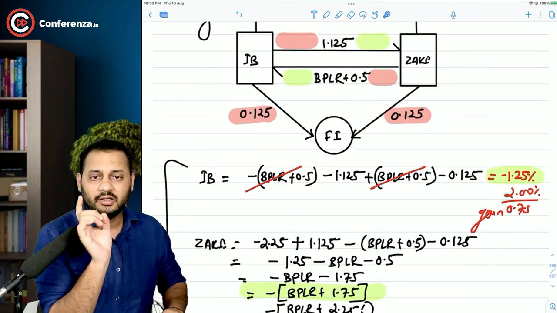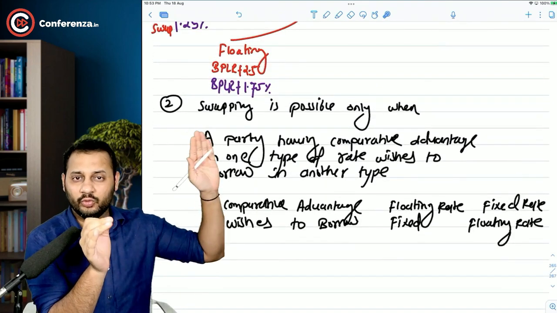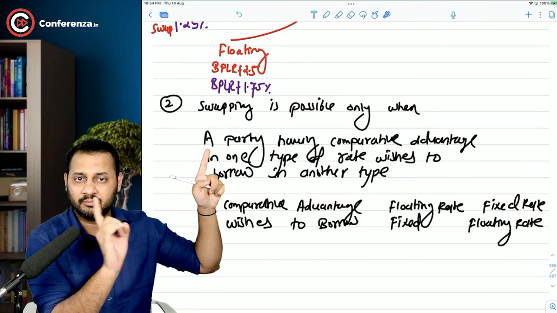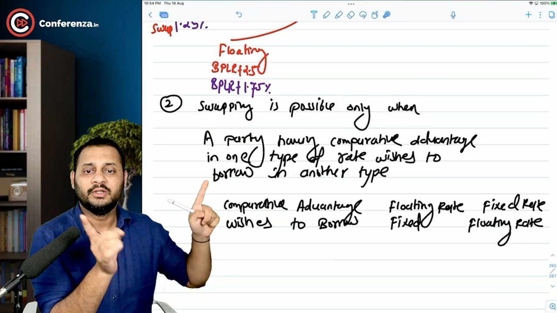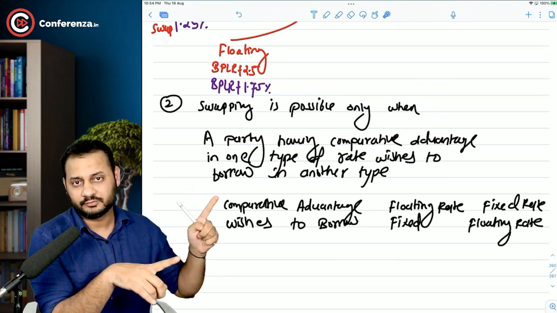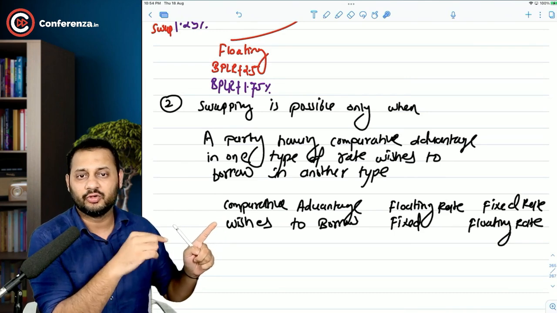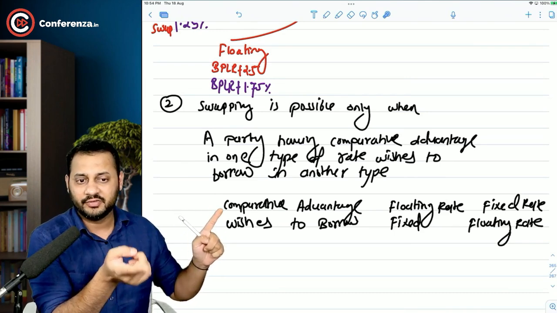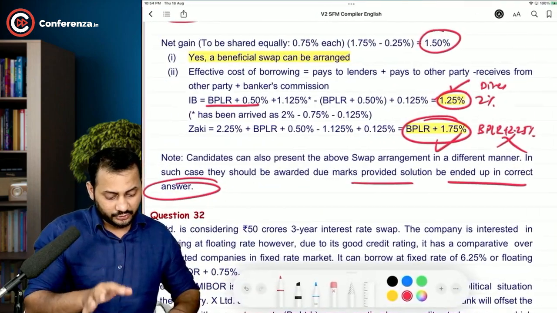Got it? Now, the summary is that first of all, swapping is possible only when a party having a comparative advantage in one type of rate wishes to borrow the other type of rate. So if you have a comparative advantage in floating, you should wish to borrow fixed. If you have an advantage in fixed, you should wish to borrow floating. So opposite should be the story.